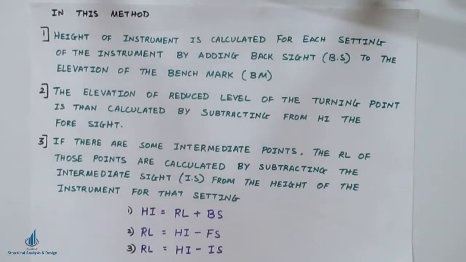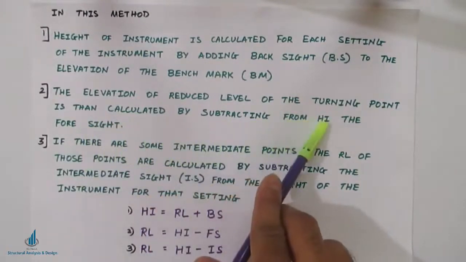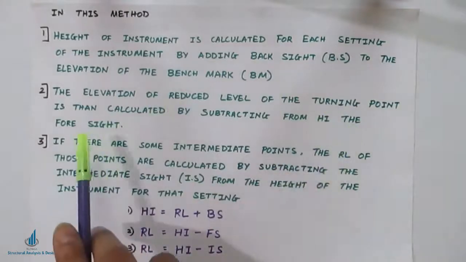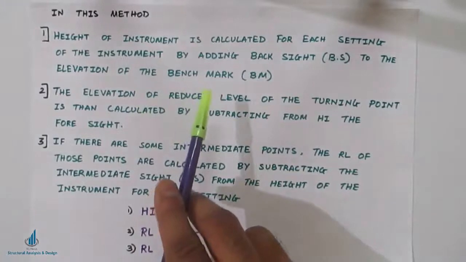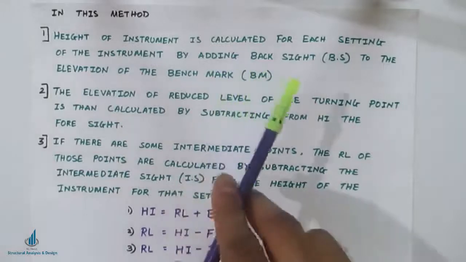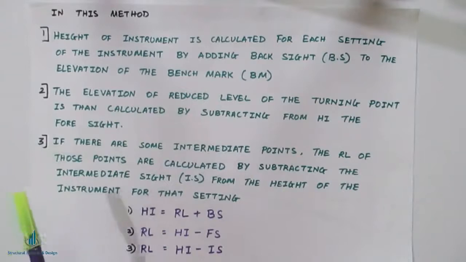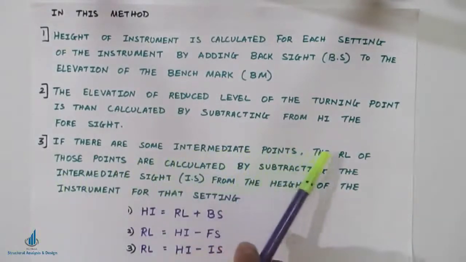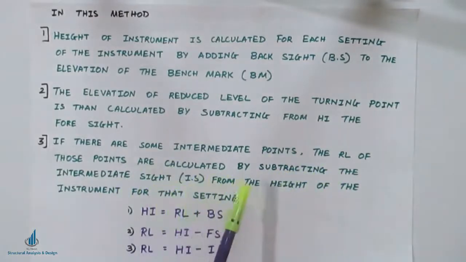Okay, the second point you have to remember is that the elevation or reduced level of the turning point is then calculated by subtracting the foresight from the height of instrument, that is HI. So whatever you have calculated as the height of instrument with the first benchmark, you then find the reduced level for the second point by subtracting from the HI. Next, if there are some intermediate points, the RL of those points is calculated by subtracting the intermediate sight, that is IS, from the height of instrument for that particular setting.